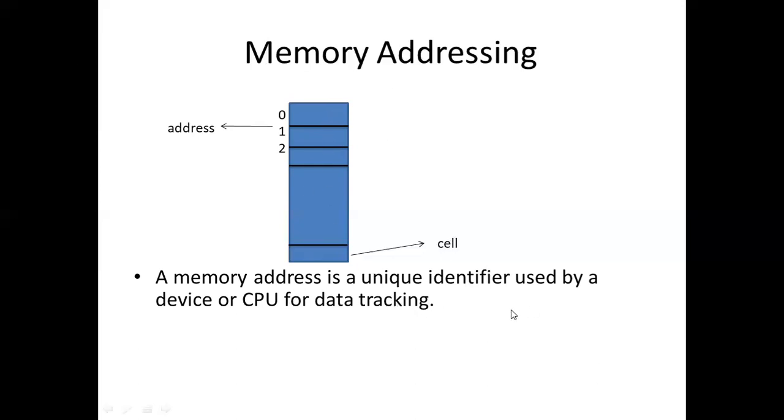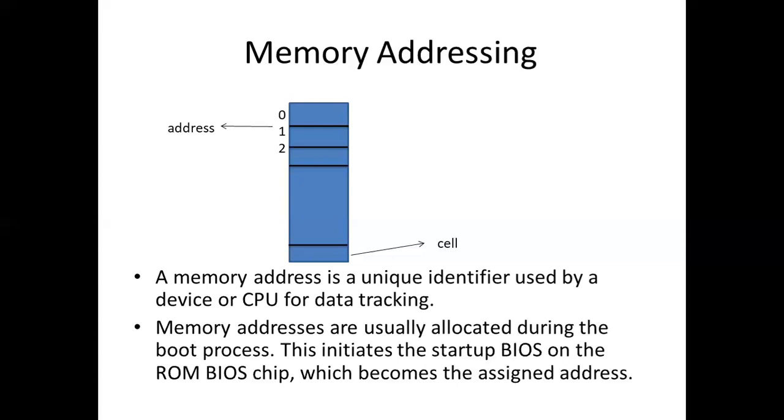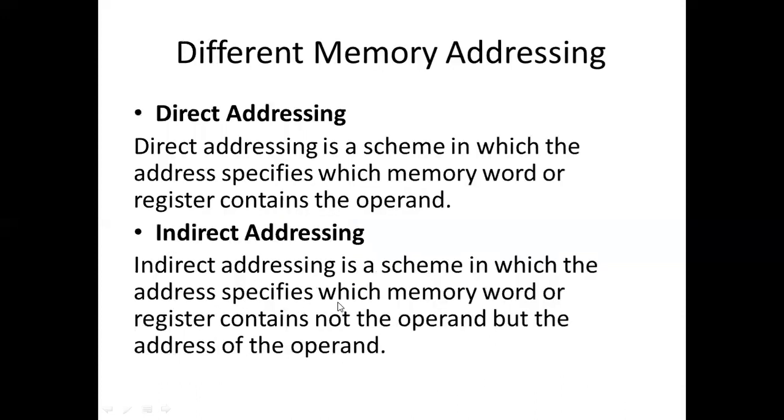So when you're addressing, it's like you're just tracking where to find a particular data, or what is the value in which particular cell. Okay, so memory addresses are usually allocated during the boot process. When the computer is turning on, this is when the addressing is being performed.